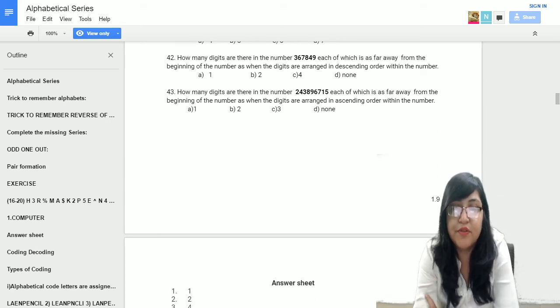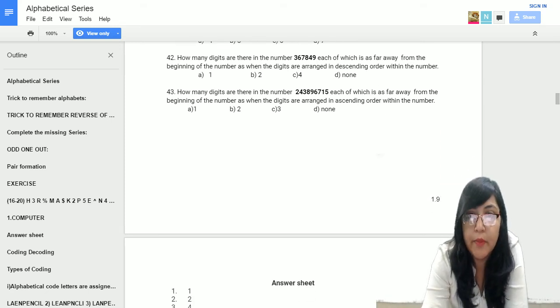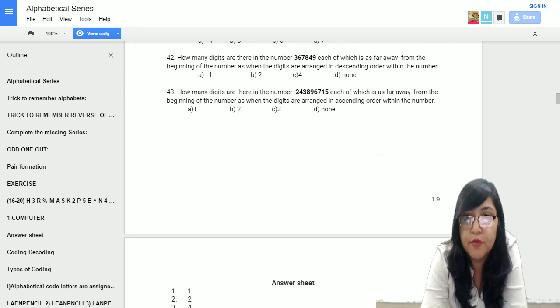See, this question is important. How many digits are there in the number 243896715, each of which is as far away from the beginning of the number as when the digits are arranged in the ascending order within the number?